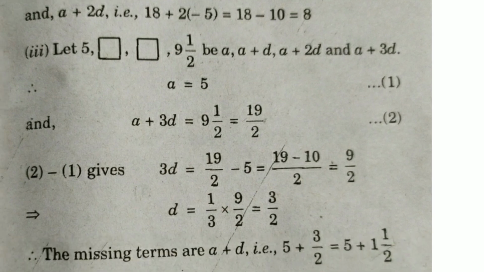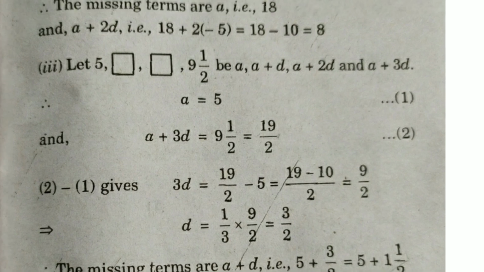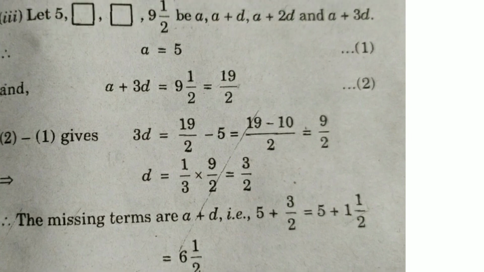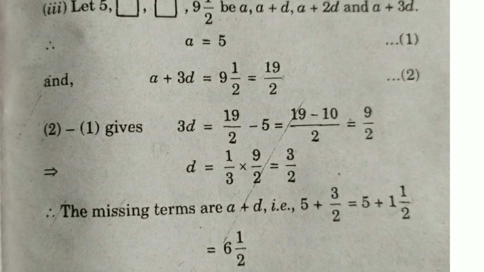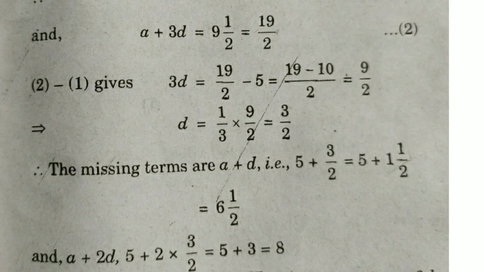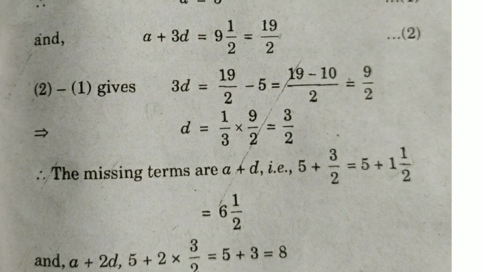So from equations 1 and 2, subtracting and putting in the values, we get 3d equal to 19 by 2 minus 5, or d equal to 3 by 2, as you can see here. Now the missing term is a plus d, that is 5 plus 3 by 2, so we will get 13 by 2, that is 6 1 by 2, as you can get.